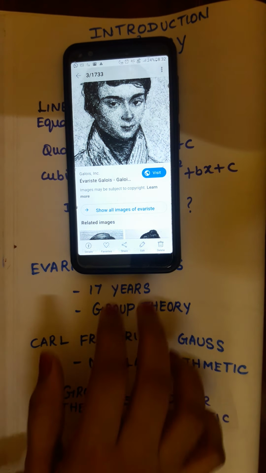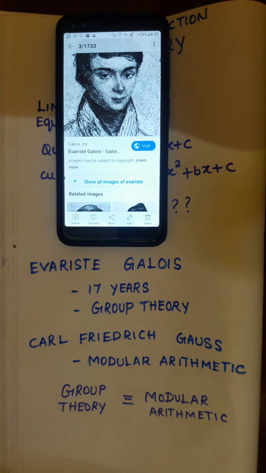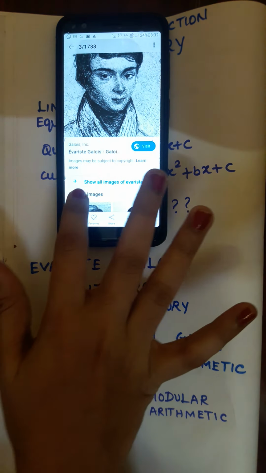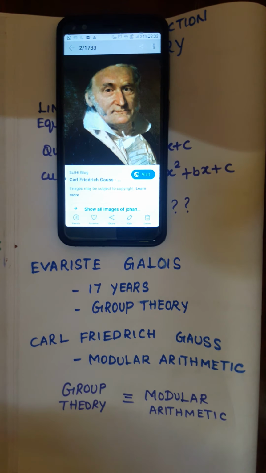He was a French mathematician. To do so, he invented the theory called group theory at the age of 17. Around the same time, Johann Carl Friedrich Gauss invented a new technique called modular arithmetic. He is called Friedrich Gauss. Modular arithmetic shares many similarities with group theory. Group theory and modular arithmetic created a revolution in mathematics during the 18th century.